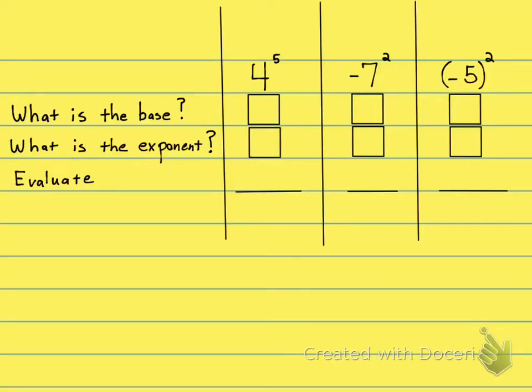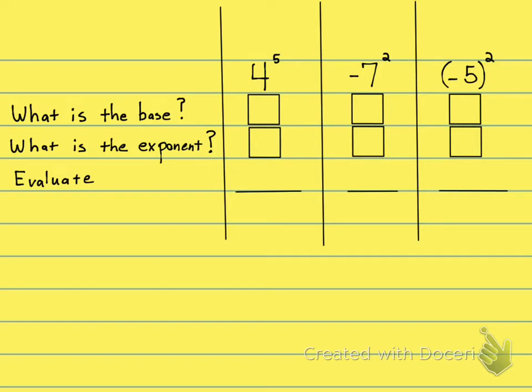They're asking us for the base, the exponent, and to evaluate these three different examples here. So we have 4 to the 5th, and then we have the opposite of 7 squared, and then we have negative 5 squared in parentheses. Okay, and these two are very different. Very different. So let's look at the first one, 4 to the 5th power.